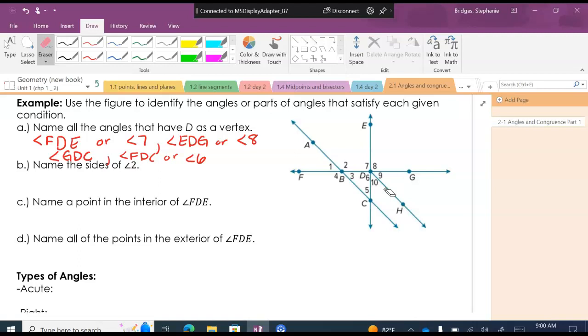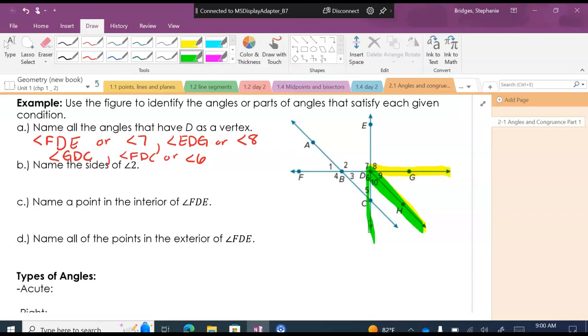Does anybody see any more angles? How about this one? Does that have a vertex of D? Yeah, so we can name that one. I'm not going to, but does that one have a vertex of D, the green one? Yeah. So I could also name those 2 smaller angles. They also have a vertex of D, but I think we've got enough with those first 4.